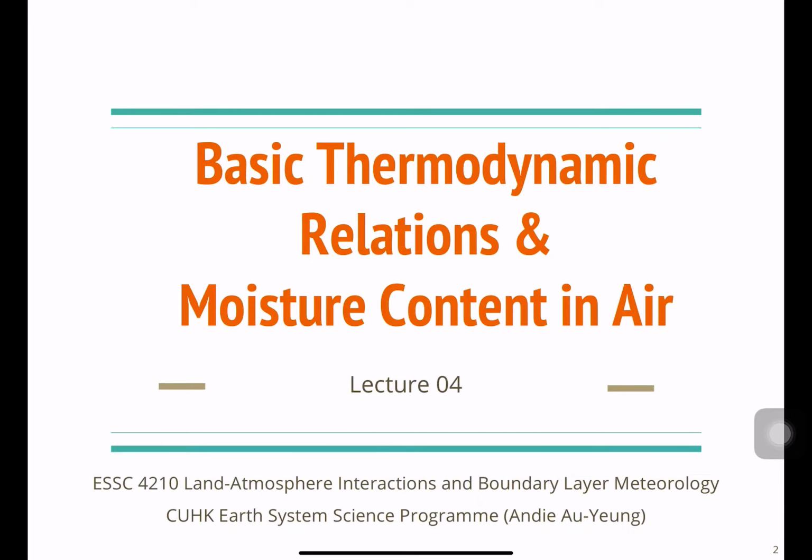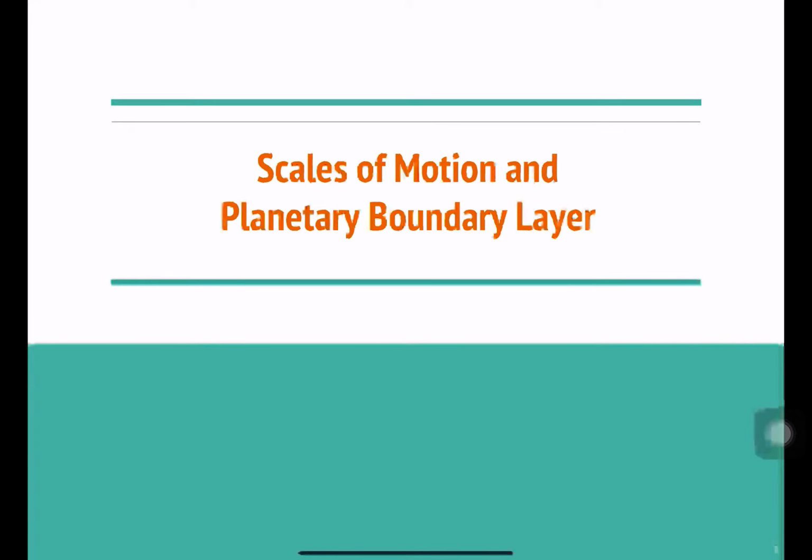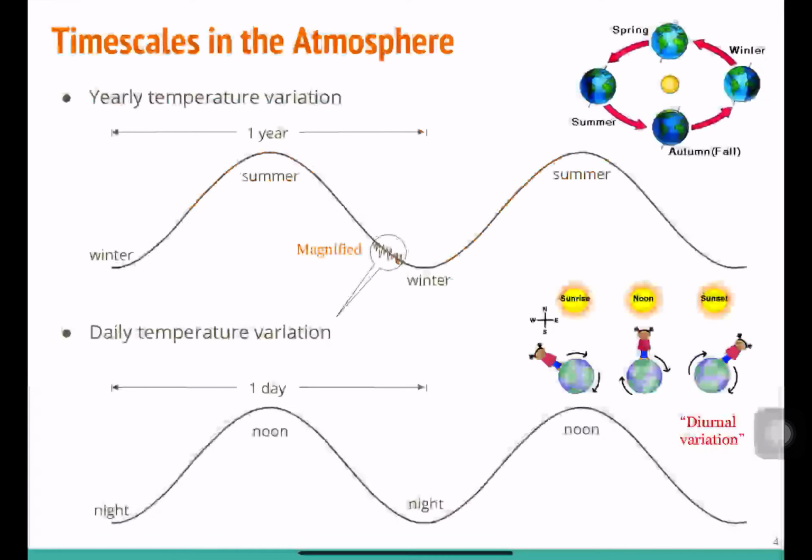Okay, so in this lesson, we will talk about some basic thermodynamic relations and moisture content in air. So if you have taken 3200, this part would be very easy for you, but I think it's good to have a revision. So before we get to that, I will have a little bit of introduction for the planetary boundary layer that we have in the atmosphere.